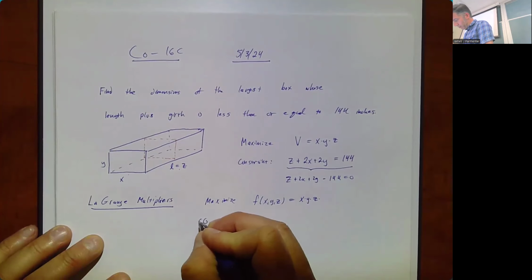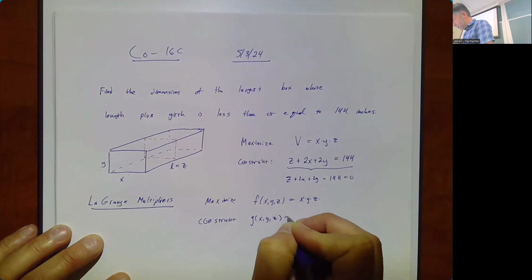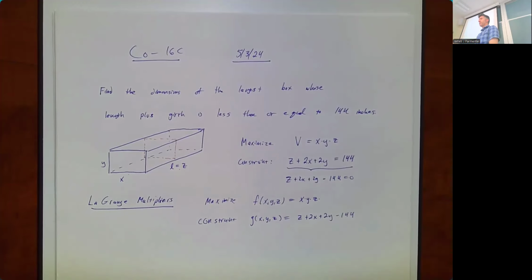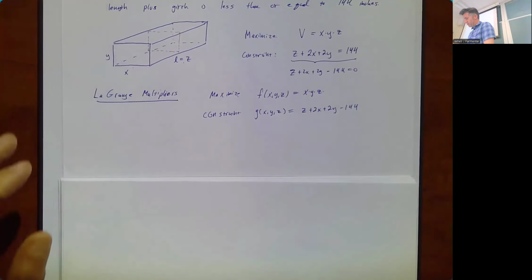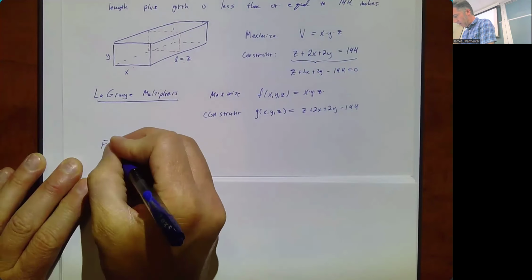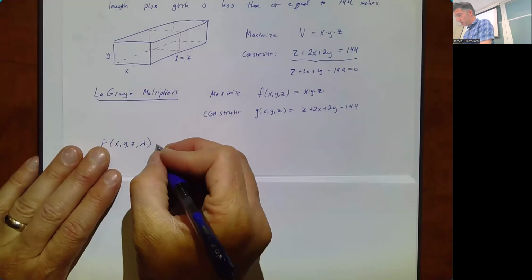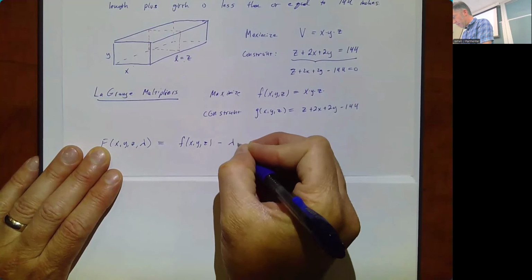So our constraint is g of x, comma y, comma z equal to z plus 2x plus 2y minus 144. And we're always thinking about setting our constraint equal to zero. Then we're going to find this new capital F, which is, yeah, that's the typical notation. So we're going to say that capital F of x, comma y, comma z, comma lambda, where lambda is the Lagrange multiplier, is equal to little f minus lambda times little g.